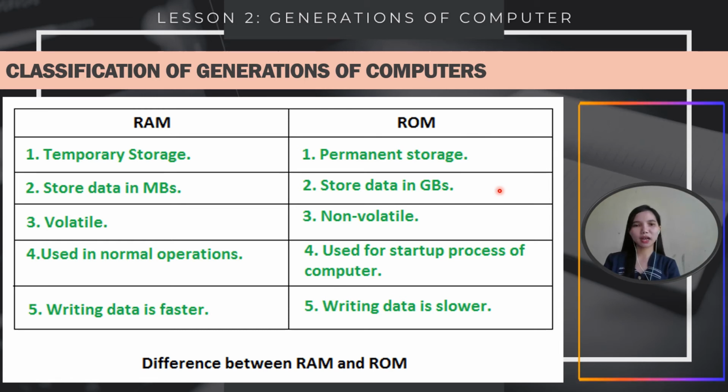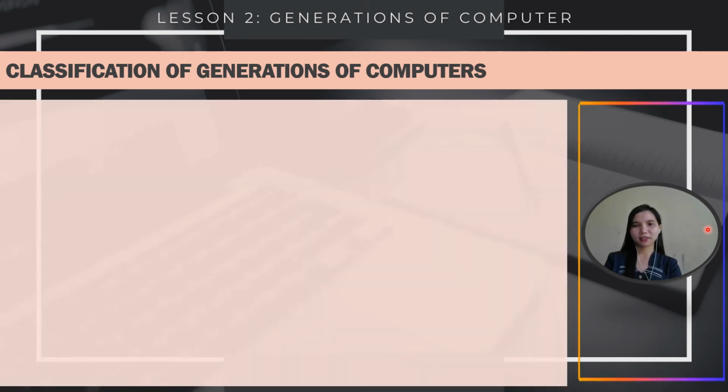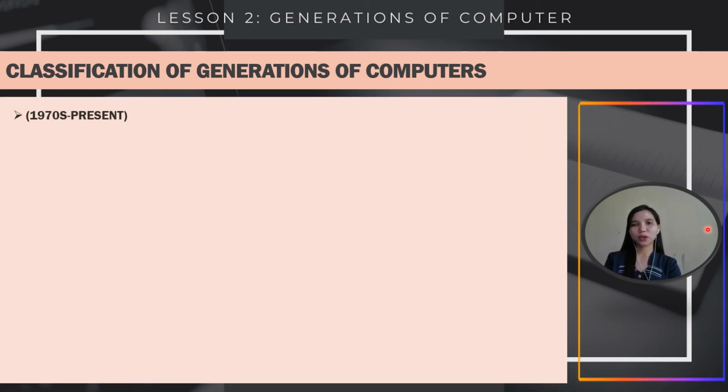RAM, guys, is used for normal operations, while ROM is for startup processes of the computer. Writing data is faster in RAM, because it processes quickly, while ROM takes longer to process because it stores gigabytes. So that's it. Let's proceed with our next generation, the fourth generation.